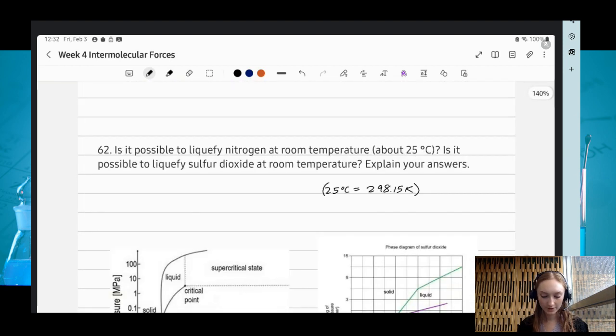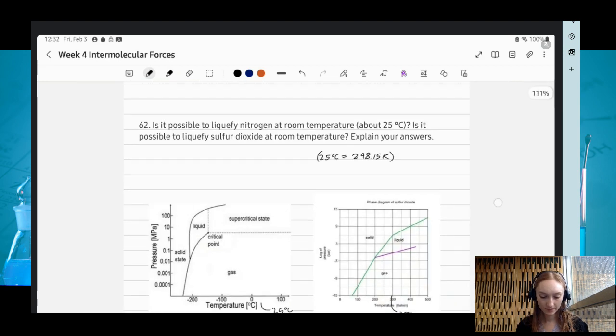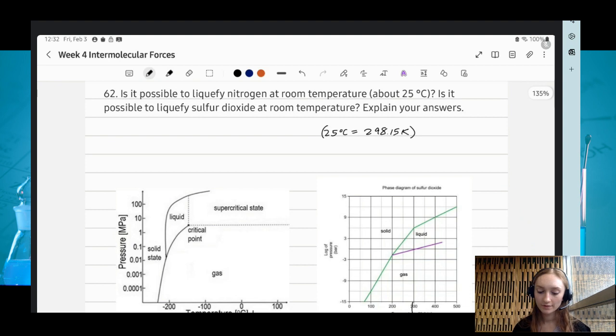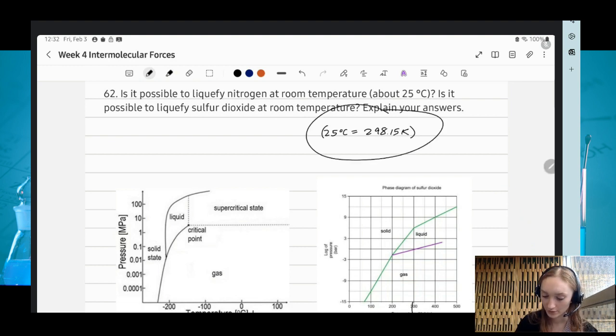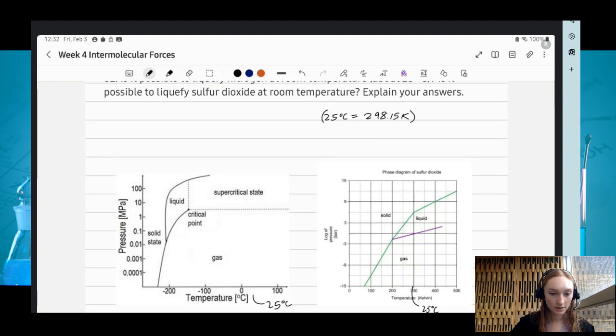Now let's work on the last problem for the day. This one says, it's 62, is it possible to liquefy nitrogen at room temperature? About 25 degrees Celsius, that's what room temperature is. And then I wrote the conversion to Kelvin here, which is also 298. Is it possible to liquefy sulfur dioxide at room temperature? Explain your answers. The one on the right is sulfur dioxide, and the one on the left is nitrogen.